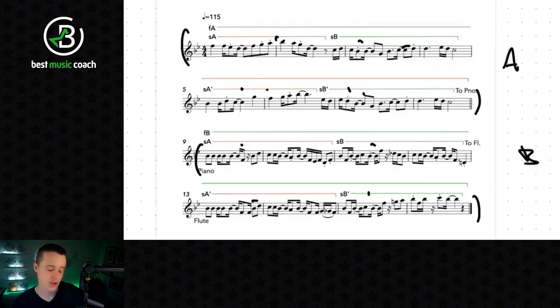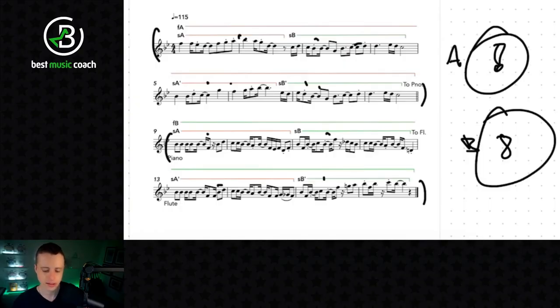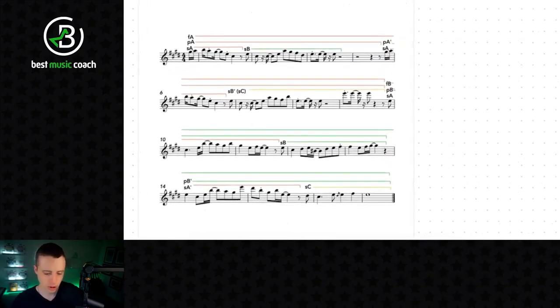Like as a general rule, we could think of this as being a phrase, right? So we have the antecedent and then the consequent. We have an AB, AB. All right, and those are 8 measures each. And again, this is even. It's symmetrical. We have 8 and we have 8. It's the same number. All right, let's look at another one from Pokemon Black and White.